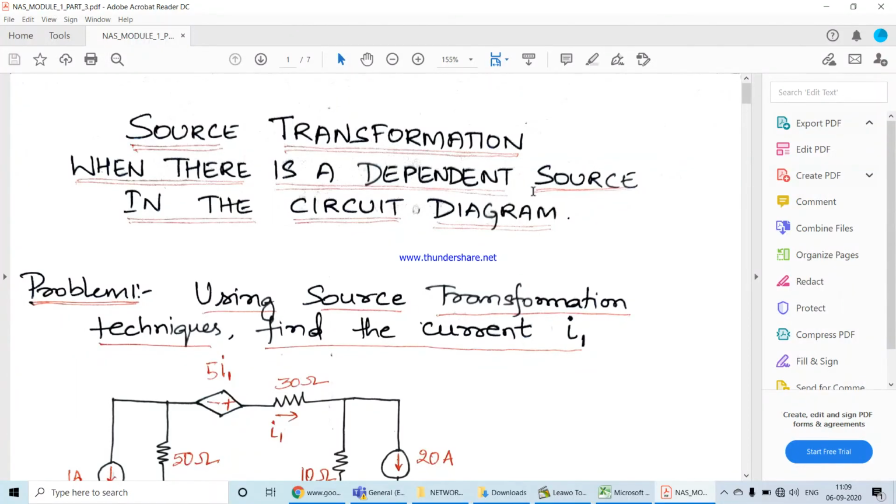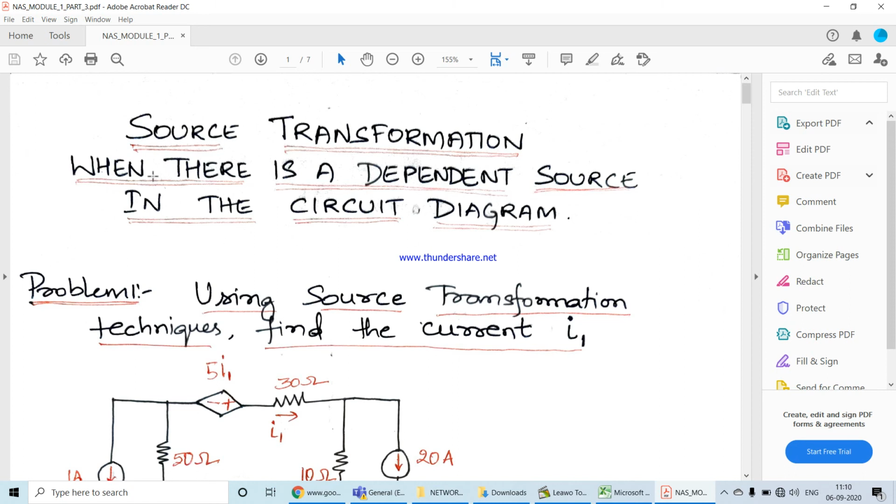Today, my third video on network theory, where in my previous video I have explained about the source transformation technique used in reduction of electrical networks that we normally solve. In continuation of that, let us learn how to do the source transformation when we have a dependent source in the circuit diagram.